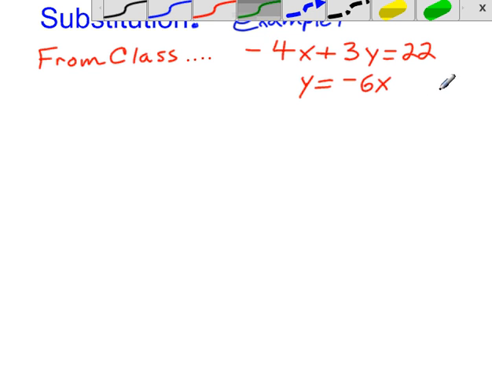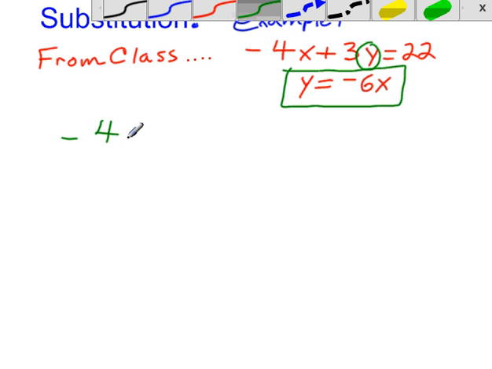So here goes. On a system of equations using the substitution method, step 1, solve either of the two equations for x or y. If you will notice right here, the bottom equation is already solved for y. Step 2, place this value of x or y into the other equation for whichever variable was solved for. In other words, since y equals negative 6x, I'm about to replace that y with negative 6x. So you rewrite the equation.